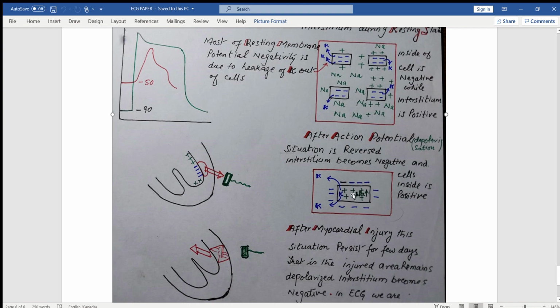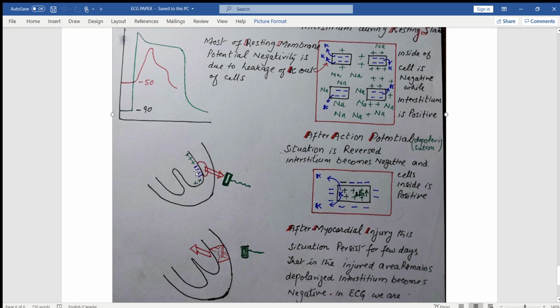cell is less, because more positive ions have moved in. So here the baseline becomes less negative, or moves towards positivity. That is, it may reach minus 50. So the current of injury will originate from the baseline of minus 50.